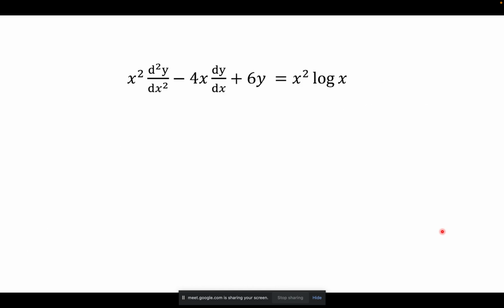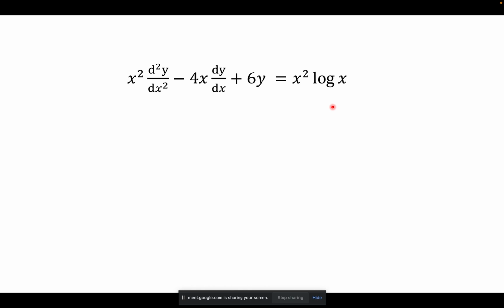So now I will come to problem 3, which is a little different. Here you have x square d square y by dx square minus 4x dy by dx plus 6y is equal to x square log x, right? So again, you calculate the complementary function of the given differential equation.